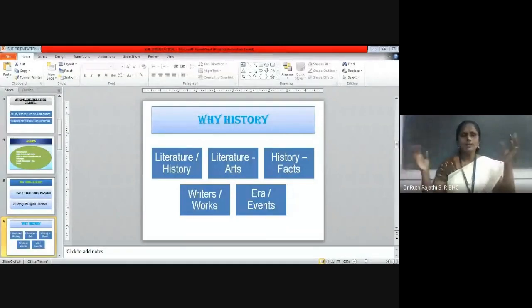So literature and history are almost intertwined. We have to study history, the historical backdrop, and that helps us come to a better understanding about the work we read, the poem we read, maybe the drama we study. So this is how history plays a vital role in studying English, or any literature for that matter, in an effective way. Then moving to the next thing.